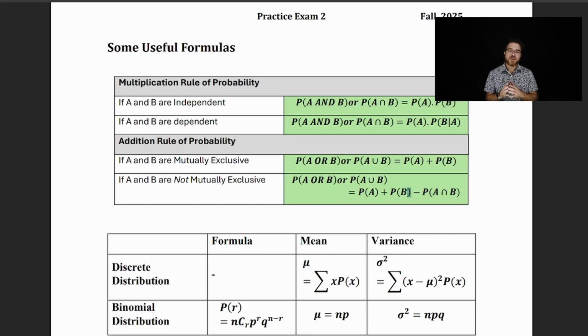Then we have the formulas from Chapter 4, which cover discrete probability distributions. For any discrete probability distribution, no matter what it is, we can always find the expected value of our distribution, which is equal to the mean, by taking every value that we have, x, and multiplying it by its associated probability, so x times p of x.